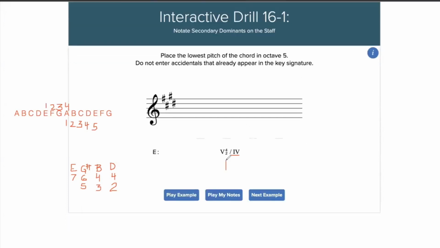Okay, they want a 4-2, which means my D is going to be my root. Now, again, I listened to my notes, which put my D right here. Now, if I were to try to put my D here, this interactive drill will mark it wrong, even though it's right. All right, maybe a couple more.